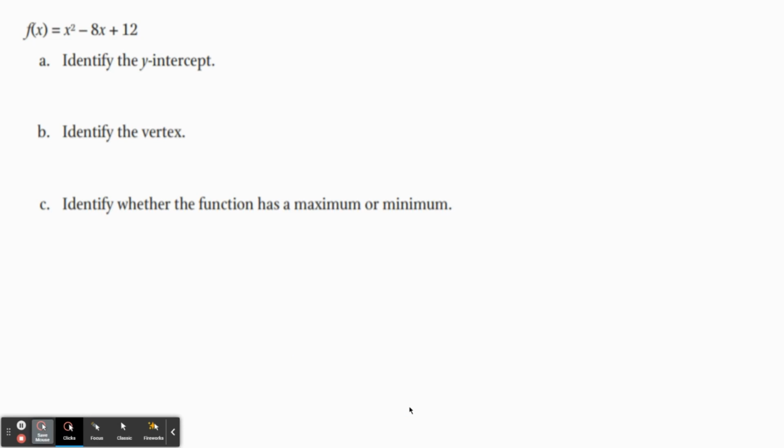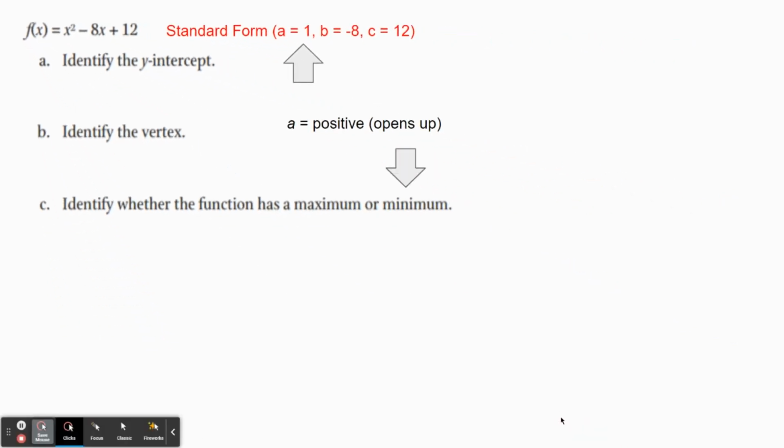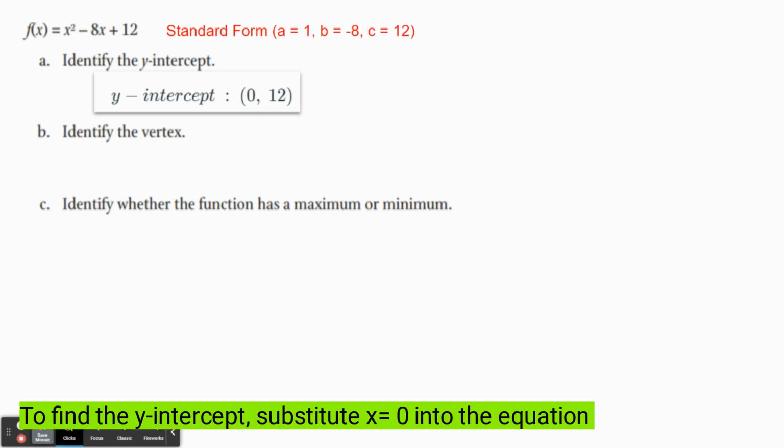Here's an example of a quadratic written in standard form. It says identify the y-intercept, identify the vertex, and whether the function has a maximum or minimum. Before you get started, we should look at the value of a. Well, a is +1, so it's going to open up. B is -8, and C is 12. We're going to learn that C in standard form is always the y-intercept. Since this opens upward, it's going to have a low point, or a minimum. So the y-intercept is going to be 0, 12. In other words, if I substitute in 0 for x, I get the value of 12 out.